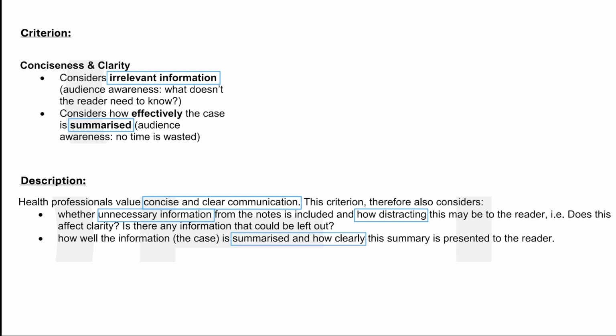And it's also looking at how well the information is summarized and how clearly the summary is presented to the reader. So we're focusing on what the reader doesn't need to know and making sure this information is left out entirely, and with the information that we have chosen to include, how clearly is it summarized?